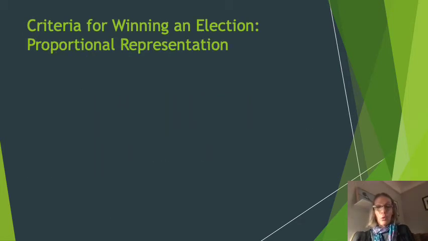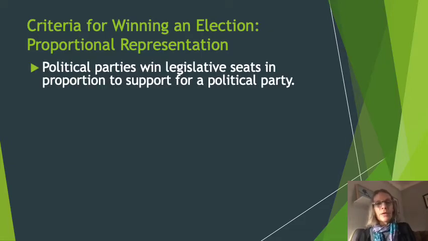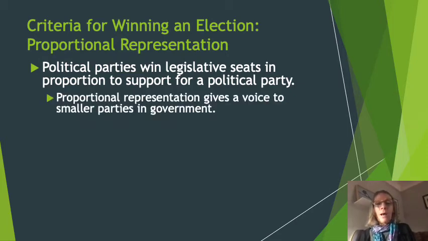All right, let's take a look at proportional representation and how that works as a criteria for winning an election. In proportional representation, you base the vote on the political party you want rather than the actual candidate that you want. Although you are kind of voting for candidates because each party will put forward a slate of candidates. In proportional representation, political parties win legislative seats in proportion to the support that the public has for that particular political party. Proportional representation gives a voice to smaller parties in government. We're going to see that that's maybe one of the benefits of proportional representation.